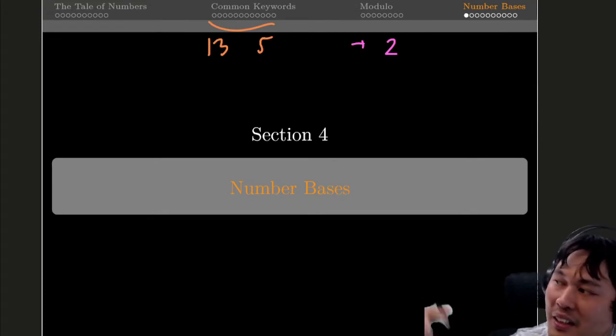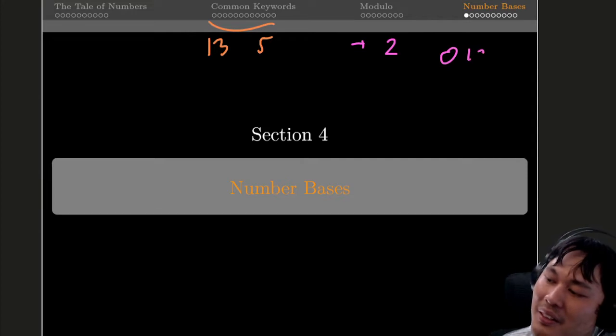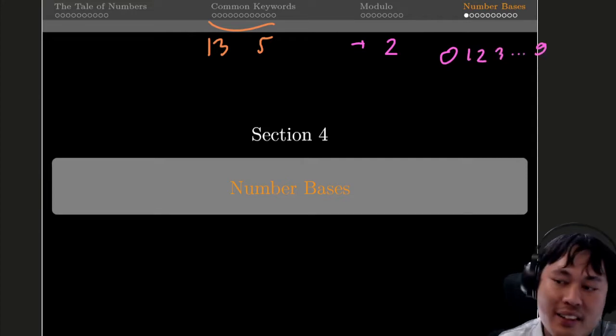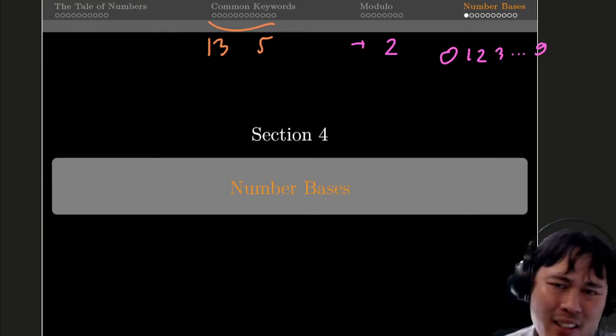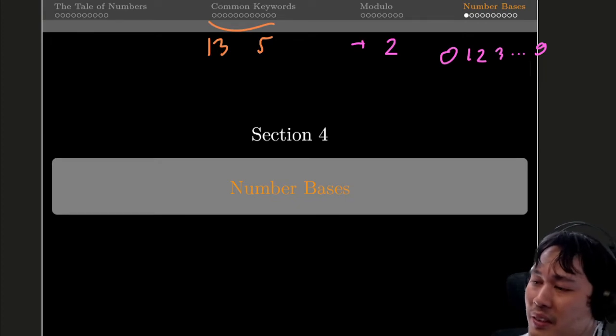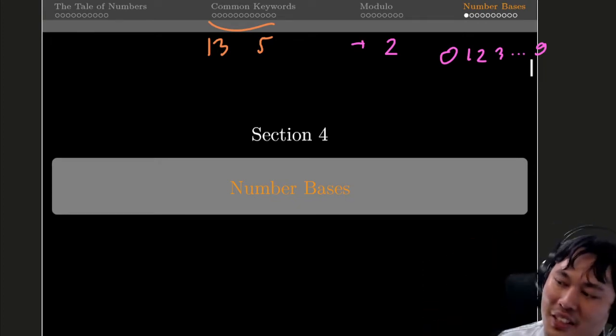Maybe asking kind of a philosophical question: why do we use digits 0 up to 9? Why are there 10 digits in our number system? That is because we have 10 fingers.